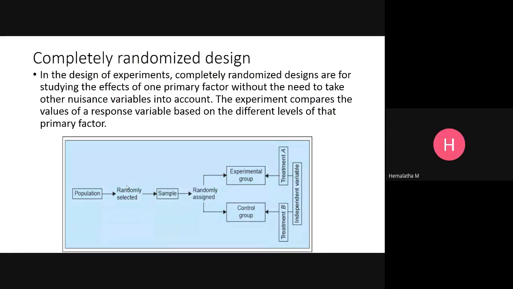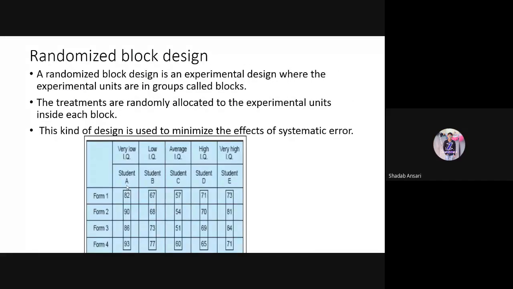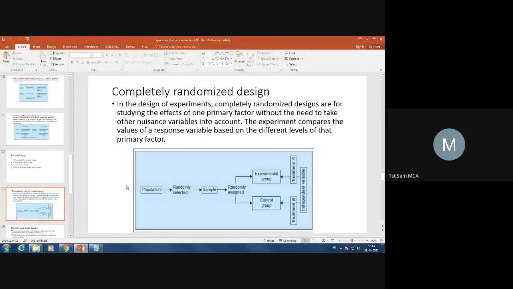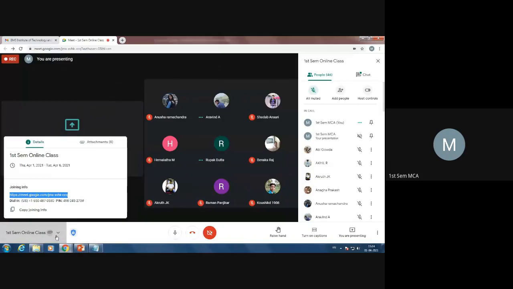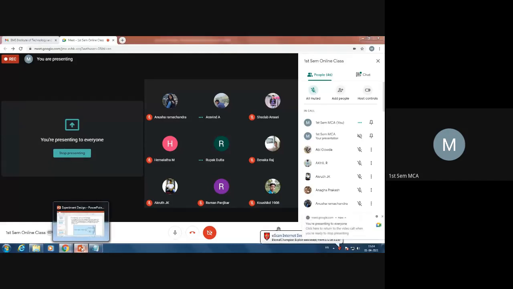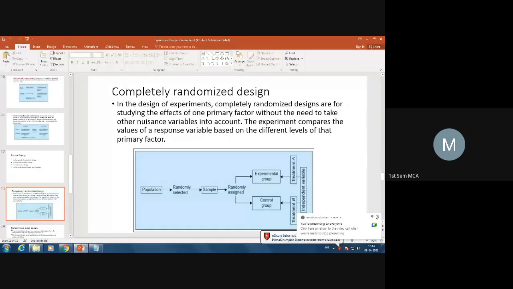Yes, sir. Okay. This is completely a randomization process. Any doubt? Any doubt to any person? Any student? Okay. No, sir.